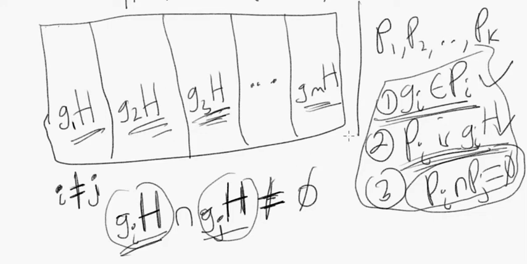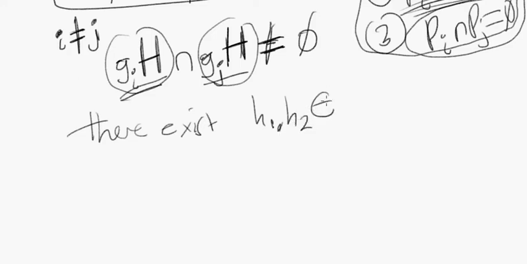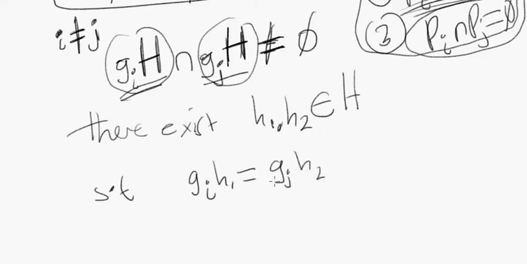The idea was, let's explore what that means. What does it mean for GiH and GjH to have an element in common? Well, if GiH intersect GjH is non-empty, it means that there exist some h1 and h2, elements of our subgroup H, such that Gih1 equals Gjh2. That's what it would mean to have some element in the coset GiH and in the coset GjH.